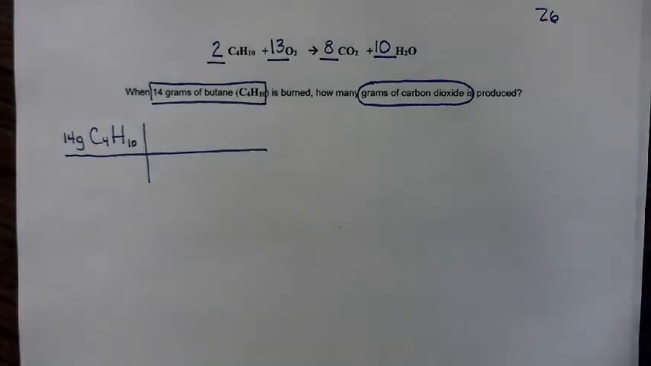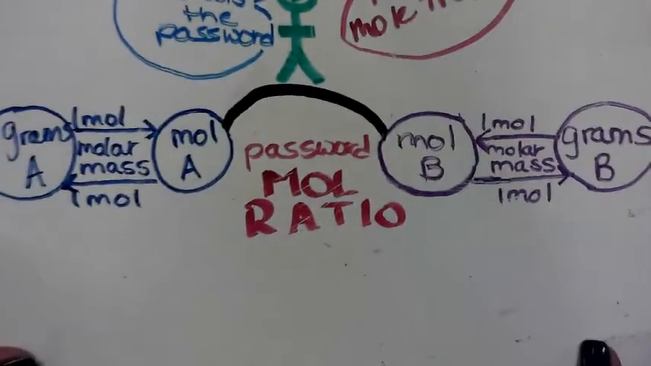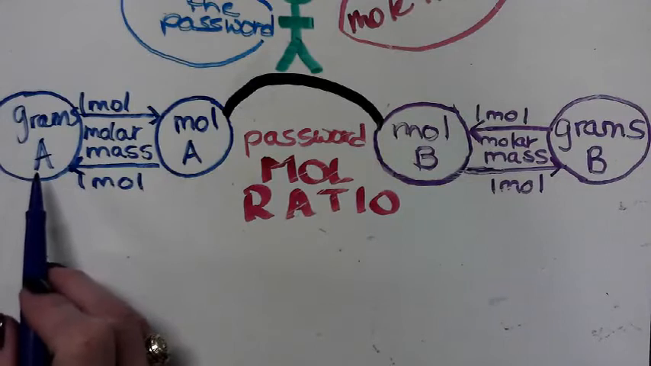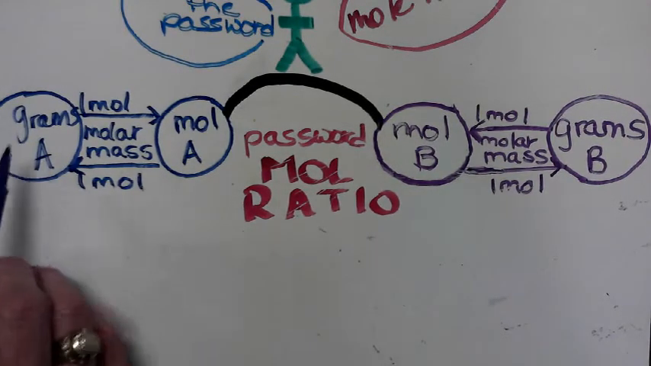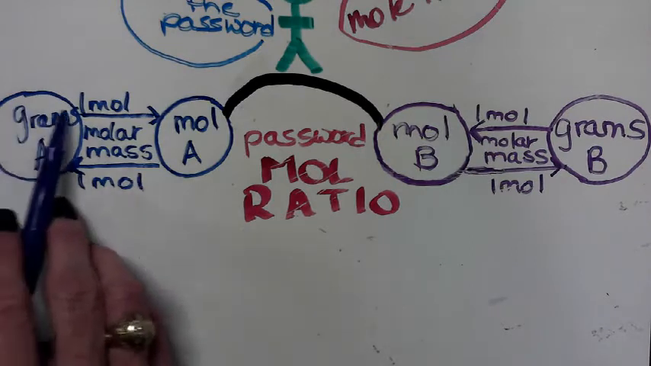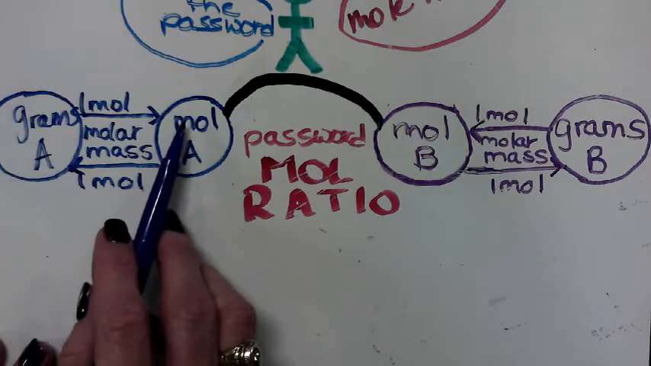So once I have grams, I'm going to show you the mole map. Once I have grams, let's say I have grams of butane right here. What do I need to do next? Well, I follow the map. Okay, the arrow is pointing this way to go to moles. I need to convert to moles.